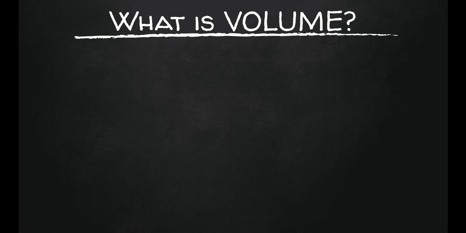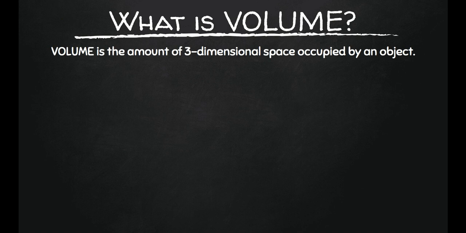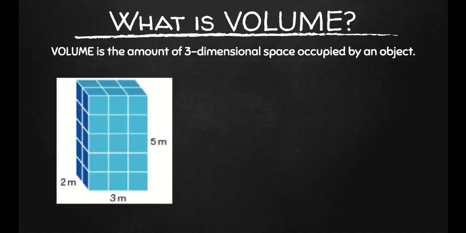Before we jump into that, I want to talk about what volume is. Volume is the amount of three-dimensional space occupied by an object. Here we have a three-dimensional object. I know that it is a 3D object because it has three dimensions: a length, a width, and a height going in three different directions. The name of this specific 3D object is a rectangular prism, which is what we'll be working with today.